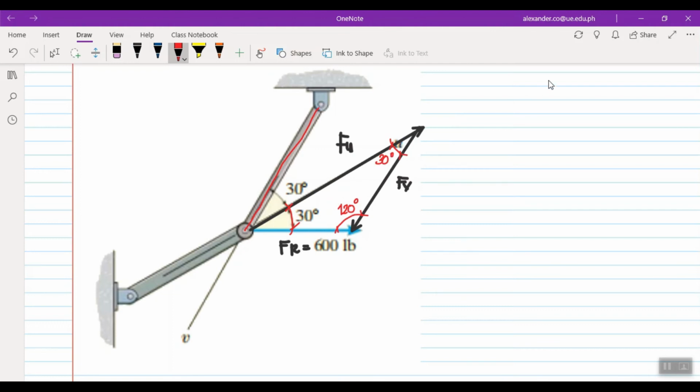Ano unahin natin? So we can solve using, ito na lang. Let me erase this first. I'll use this one. So, solution. Using what? Sine law. Okay.